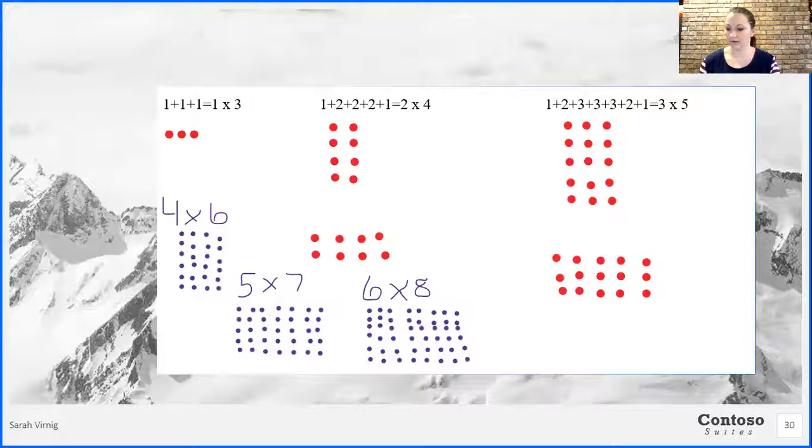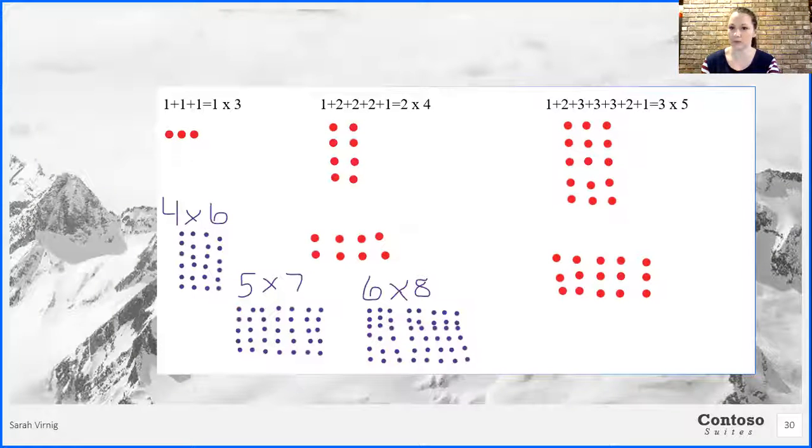Okay, on to this problem. We have a trapezoidal numbers 1 plus 1 plus 1. It's the same as 1 times 3. And I just drew it out right here. We have 3 dots showing that we had 1 plus 1 plus 1. Our next one is 1 plus 2 plus 2 plus 2 plus 1. It's the same as saying 2 times 4. We have 2 rows and 4 in each.